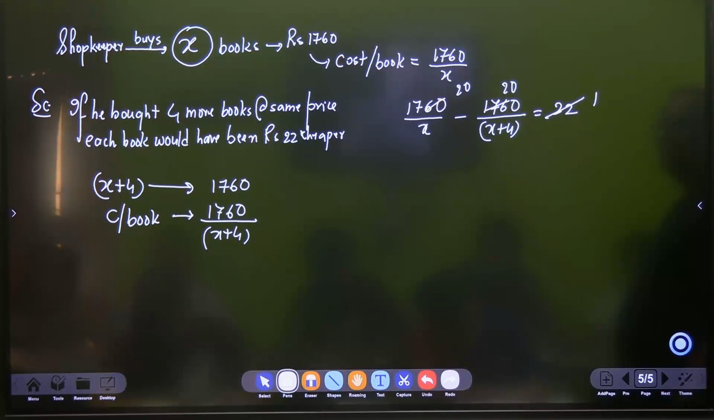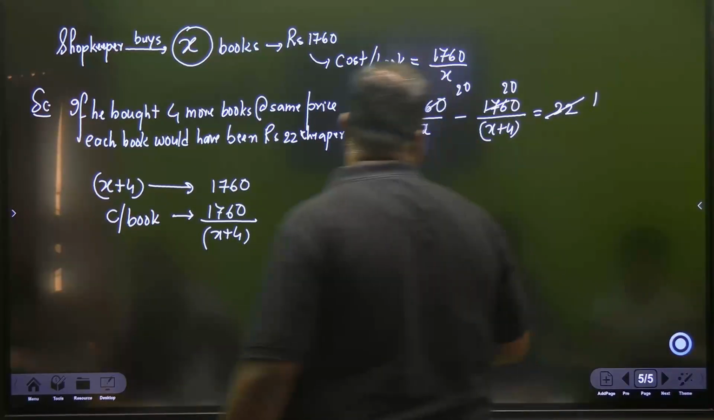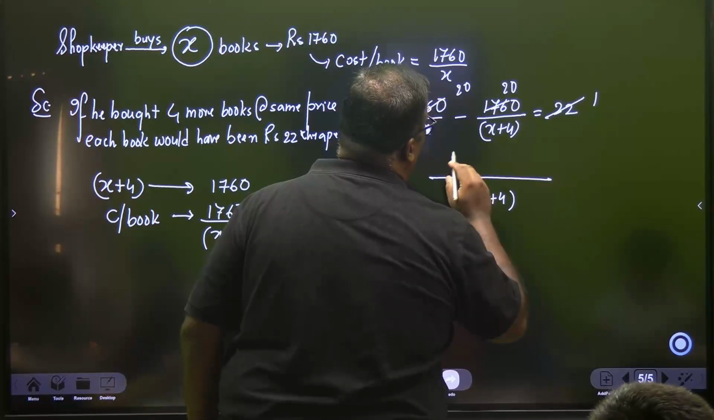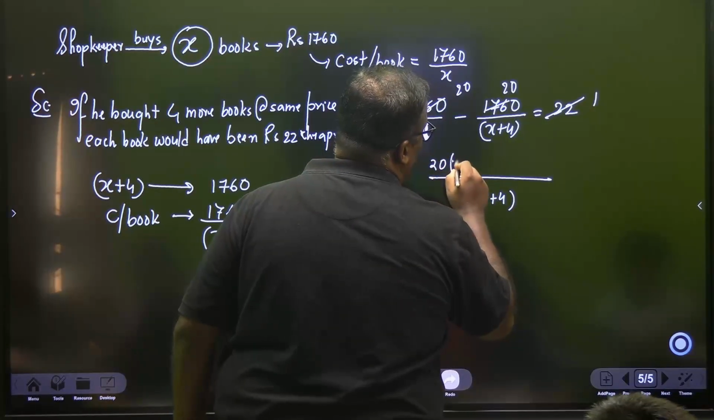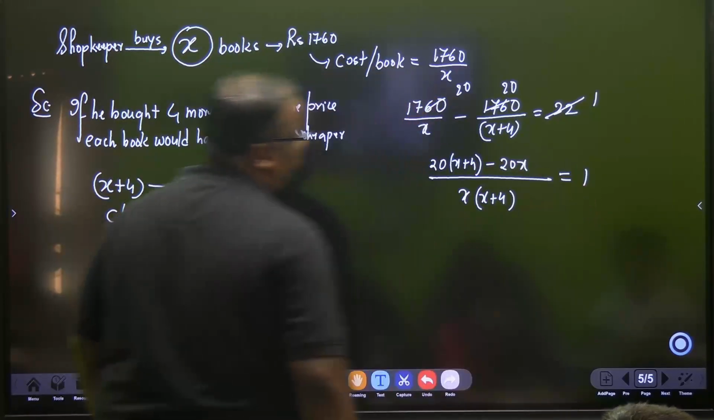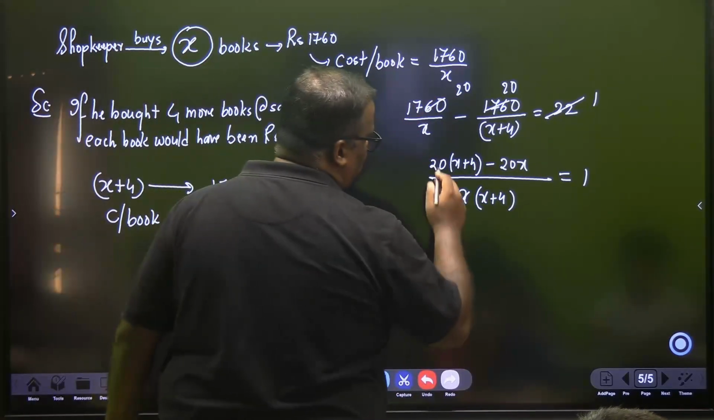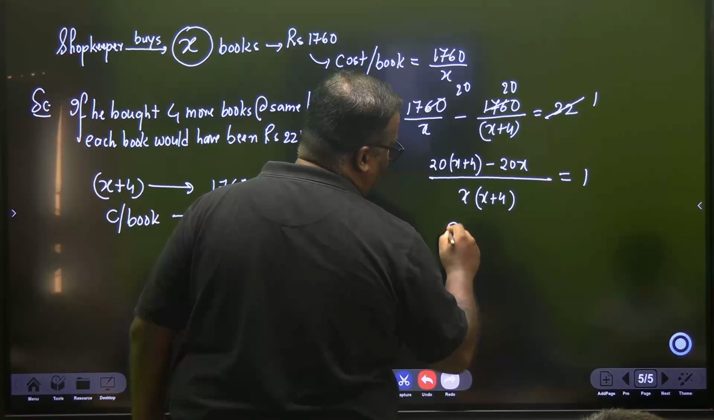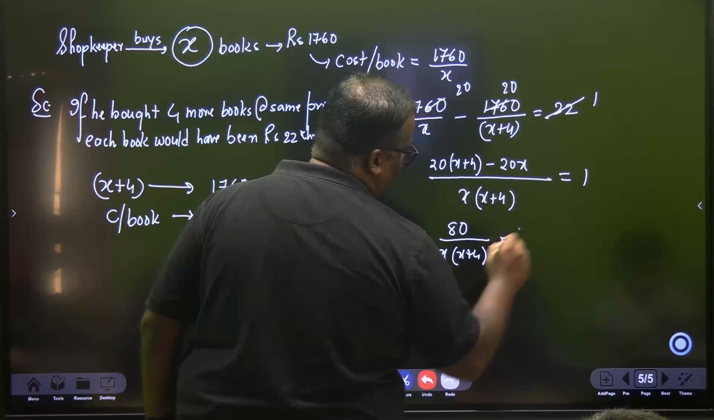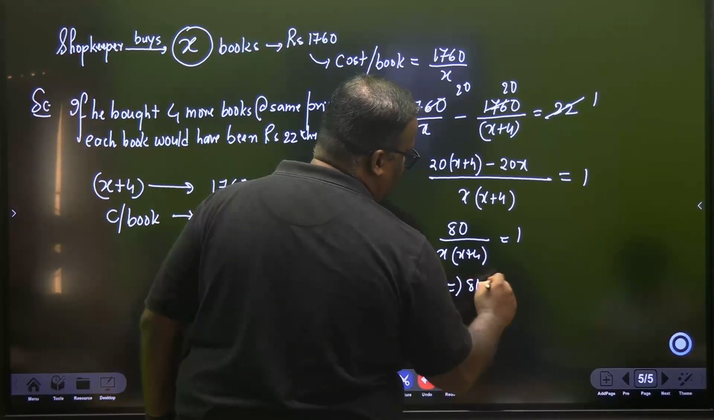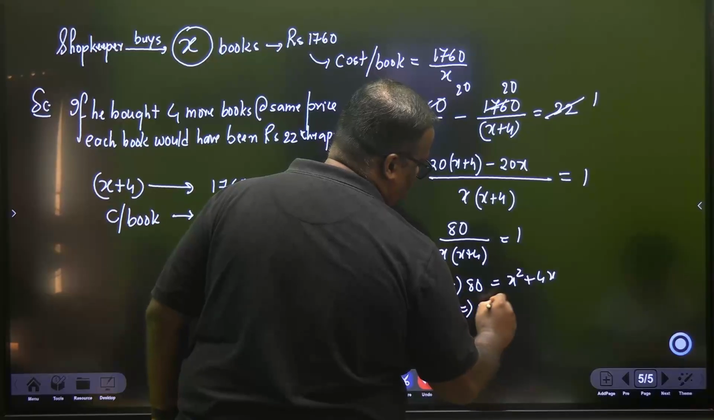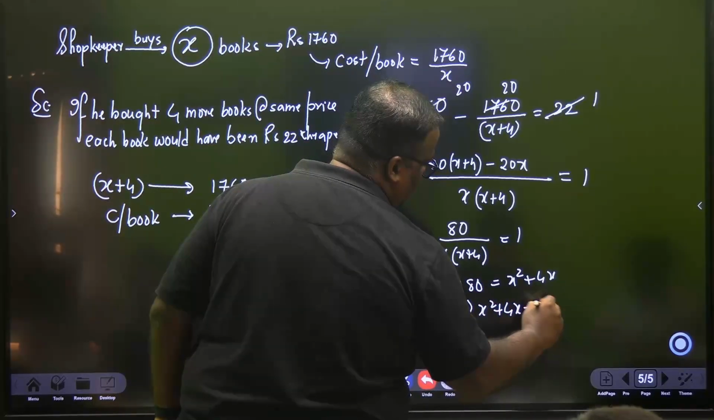Easy. Now take the LCM. What is the LCM? x into x plus 4. And on top, what will you have? 20 into x plus 4 minus 20x is equal to 1. Very good. So 20x and 20x cancel. So on above, we have got 80 divided by x into x plus 4 is equal to 1. So finally, we have 80 is equal to x square plus 4x. So our equation is x square plus 4x minus 80 is equal to 0.